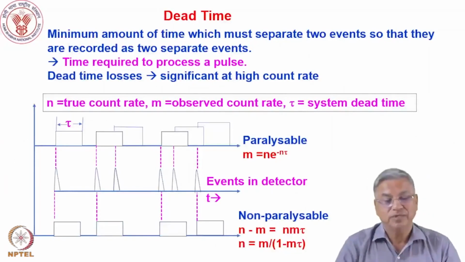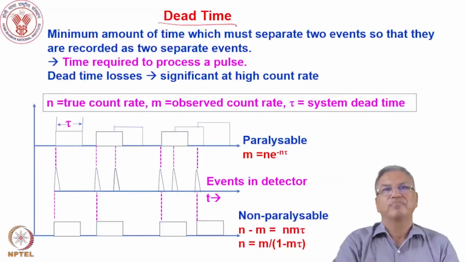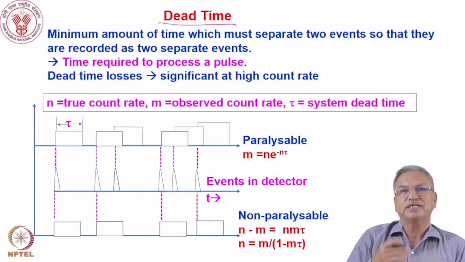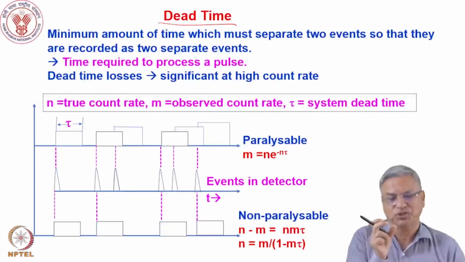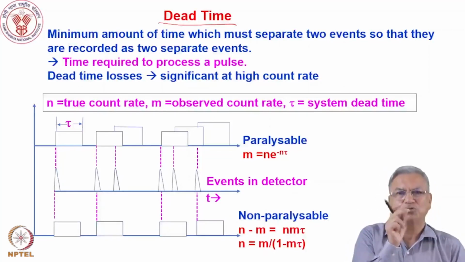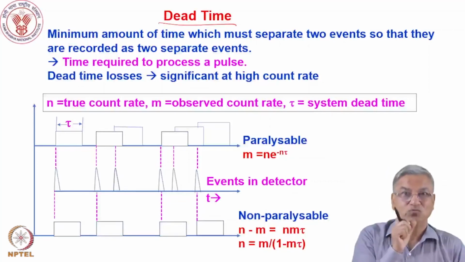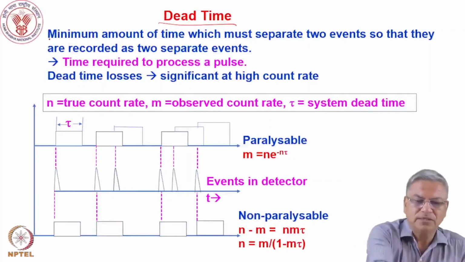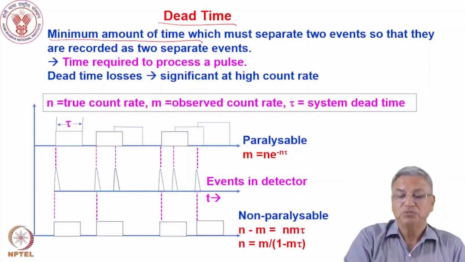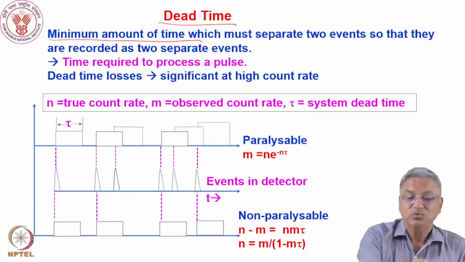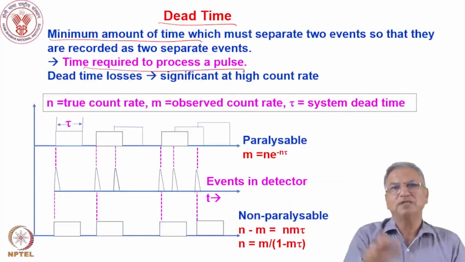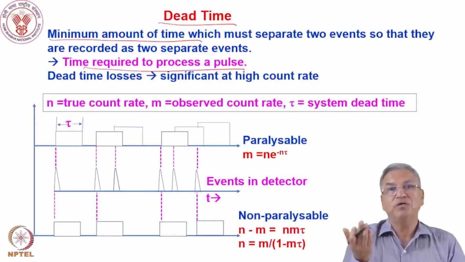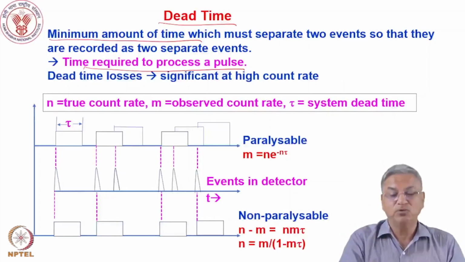And the last property of detectors is the dead time. Dead time is when a detector is processing a particular event; for that event, it cannot process another pulse. During that time, while it is processing one pulse, it is dead to receive another pulse. Essentially, the dead time is the minimum amount of time which must separate two events so that they are recorded as two separate events. So the dead time is the time required to process a pulse. During that pulse, if another pulse comes, that may or may not be counted. That depends upon what type of system you have.